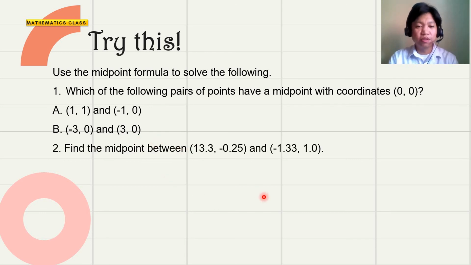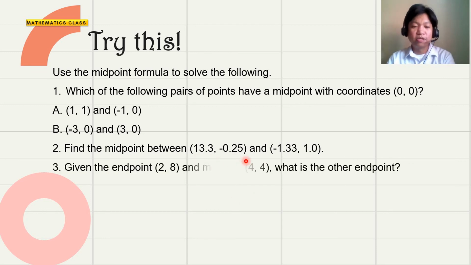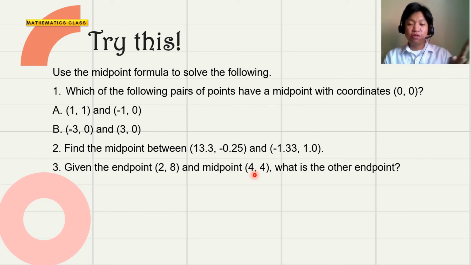Okay, next question number 2. Find the midpoint between points with the coordinates 13.3 and negative 0.25 and negative 1.33 and 1.0. Hanapin nyo yung midpoint between these points. And then, next, question number 3. Given the endpoints 2, 8 and midpoint 4, 4, what is the other point? Ito yung example number 2 natin kanina. No? Given yung midpoint at yung other endpoint, hanapin mo pa yung isang endpoint niya.